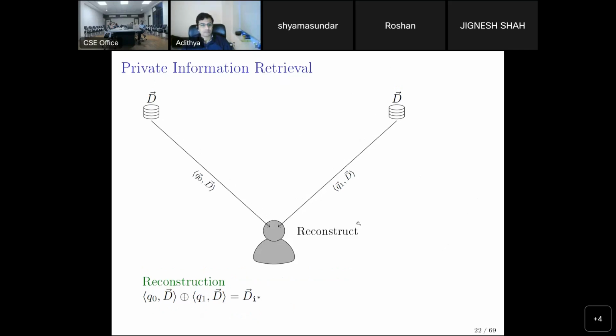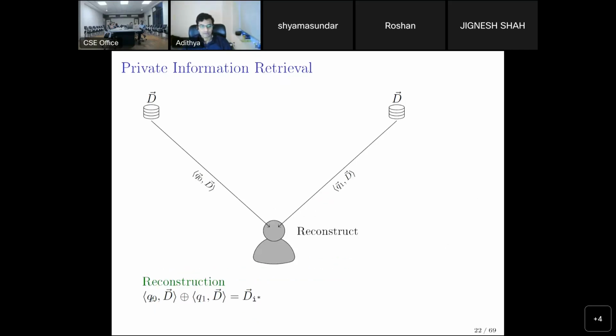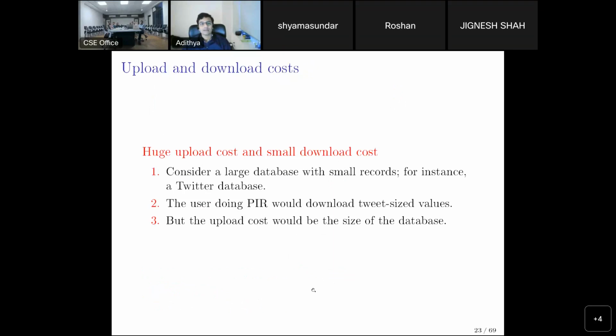They have this nice property that they XOR the standard basis vector at I star, and that's why they can simply reconstruct what they received and get the row that they were looking for. Now this is great. This is achieving our first task of private information retrieval, but there is still a problem, right? The problem is that the upload costs are huge.